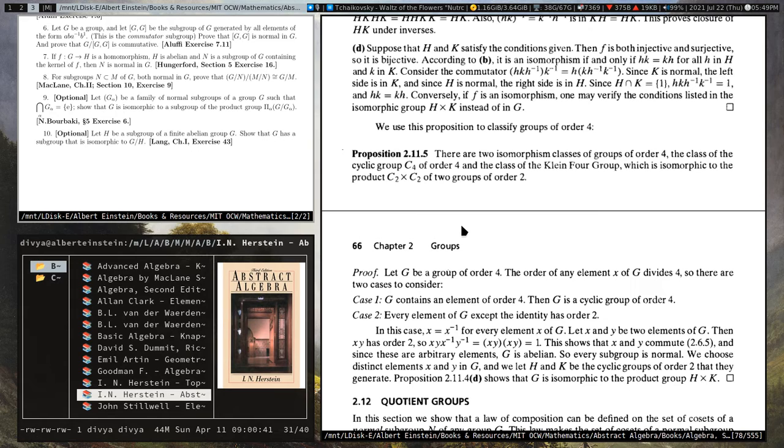Yeah, either way, this Klein 4 group example, let's see. There are two isomorphism classes of groups of order 4: the class of the cyclic group C4, and the class of the Klein 4 group, which is isomorphic to the product of the cyclic group of order 2 with itself.